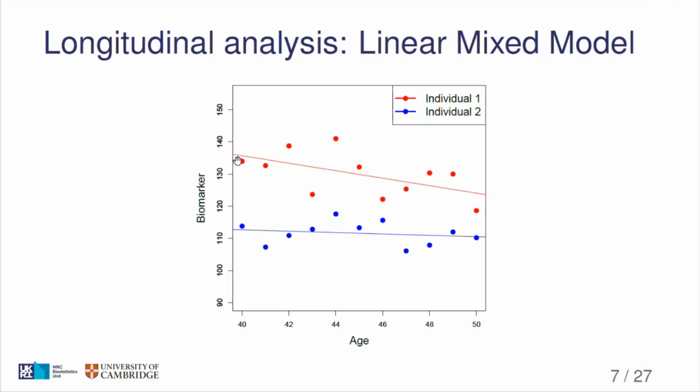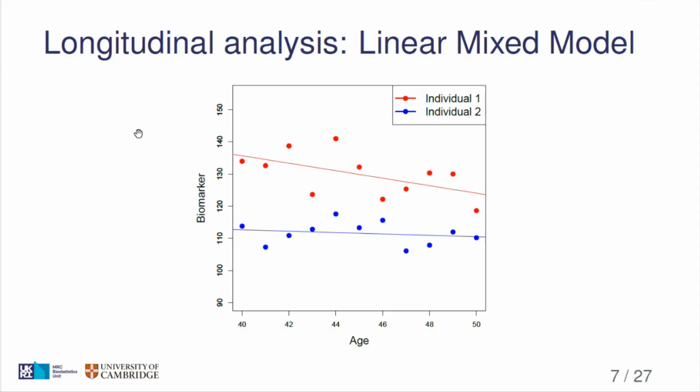And so what's shown here is the underlying trajectory of the measurements for two individuals, the red and the blue individual, and the dots are the measurements that have been taken, measured with some error around those trajectories. At age 40, you can see that the blue person and the red person have quite different biomarker measurements. And you can account for this in your analysis by including a different intercept for each person, so a different biomarker value at age 40.